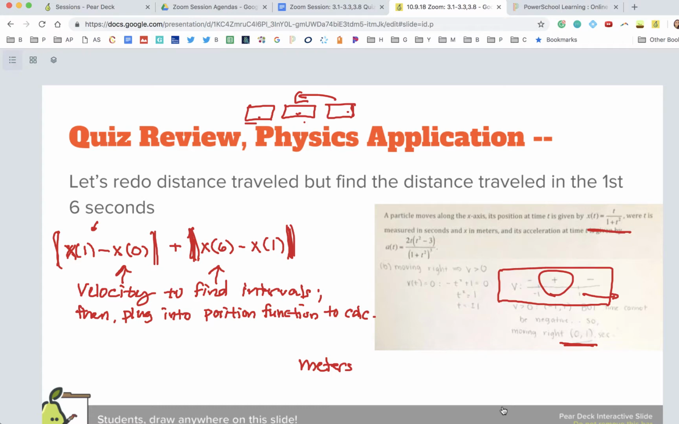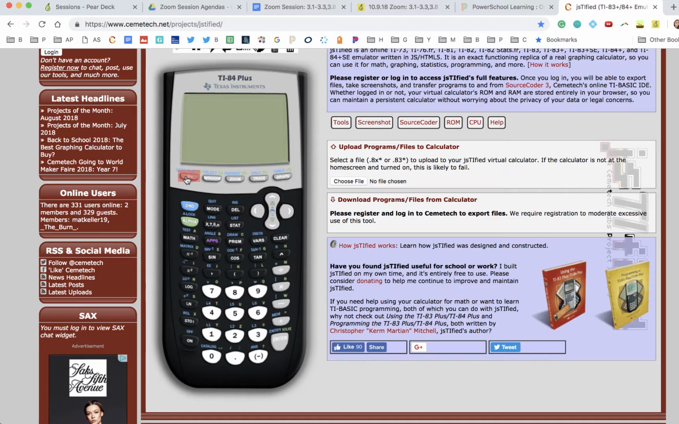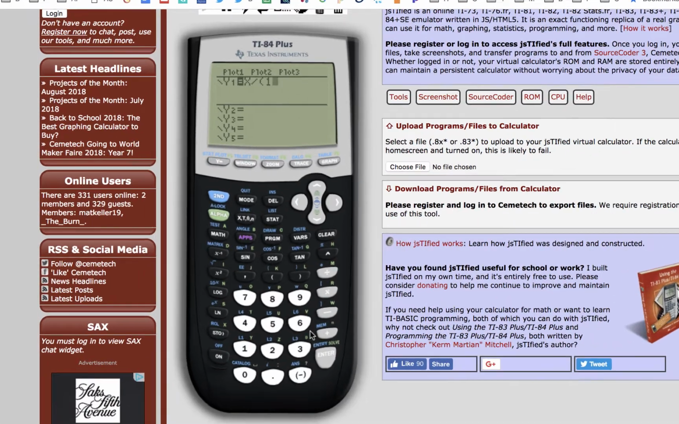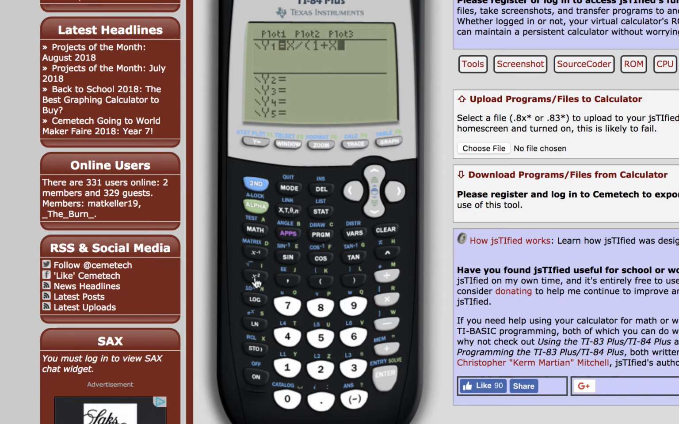Got it? So how am I going to do this? I'm going to pull up my calculator in Y1. I'm going to just put in my position function. That was x over 1 plus t squared. So I'm going to just put 1 over x squared. Okay, I'm putting in my position function, not my velocity function. Then I'm going to go back to my home screen. Clear. If you want the absolute value, the easiest way to do it is catalog. The first thing in catalog is absolute value.